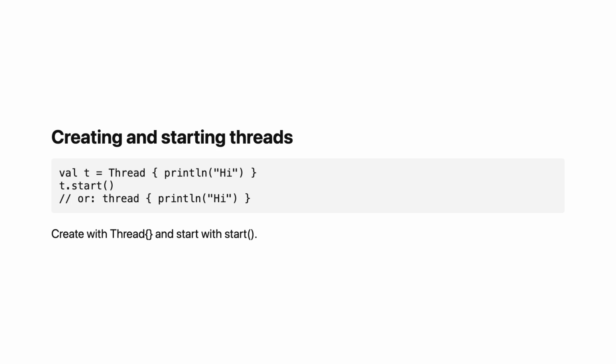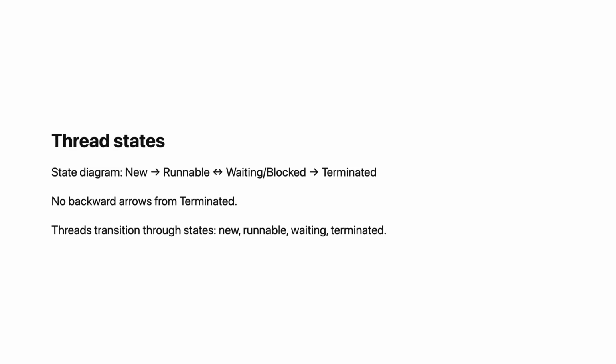A thread goes through states. New, the thread is created but not yet started. Runnable, the thread is ready to run. It might be running or waiting for CPU time. Blocked or waiting, the thread is waiting for something: a lock, I/O completion, or a sleep duration. Terminated, the thread has finished its work. It cannot be restarted. To do similar work, create a new thread. The lifecycle matters because you interact with threads at different states. Join waits for termination. Interrupt signals a waiting thread.